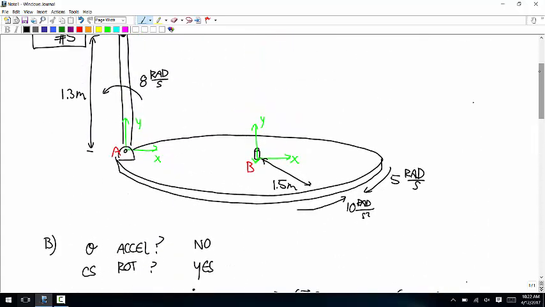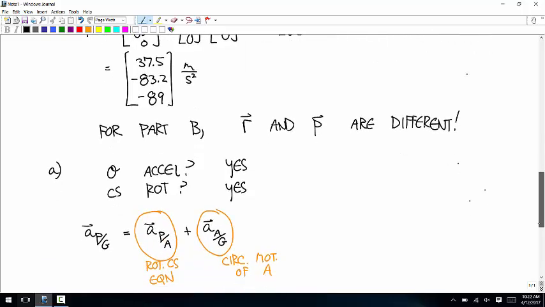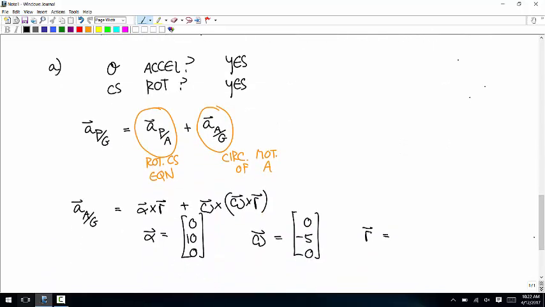And it's the r vector. So it's going from the center of the circular motion, that fixed point, to the point we care about, which is, in this case, the origin. So negative 1.5, 0, 0. If anyone has any questions, just please yell out in frustration.